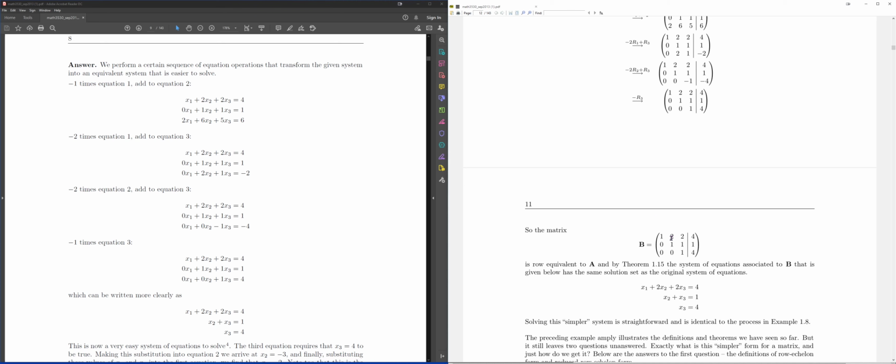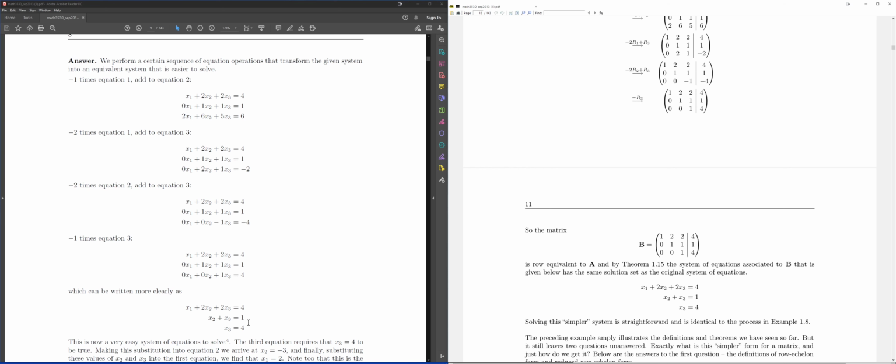Remember, these values are the coefficients of a system. So at this point, you could actually put them back. This is x1 plus 2x2 plus 2x3 is equal to 4. This is x2 plus x3 is equal to 1. And this is x3 is equal to 4. So you get this, and that is really what we had from before.